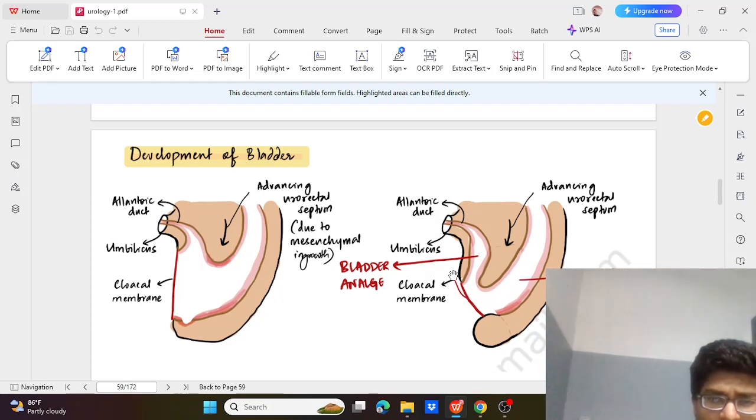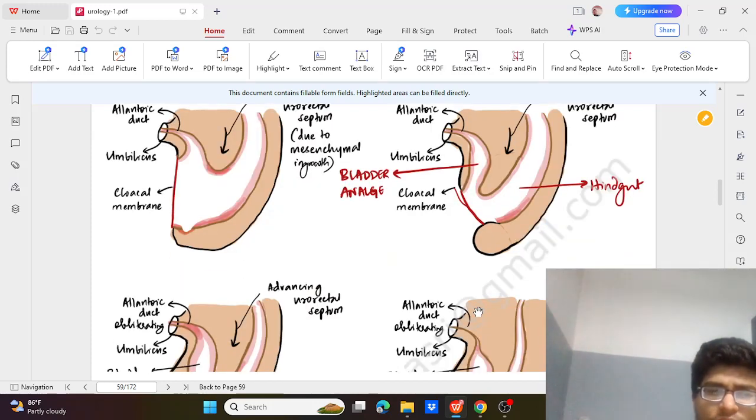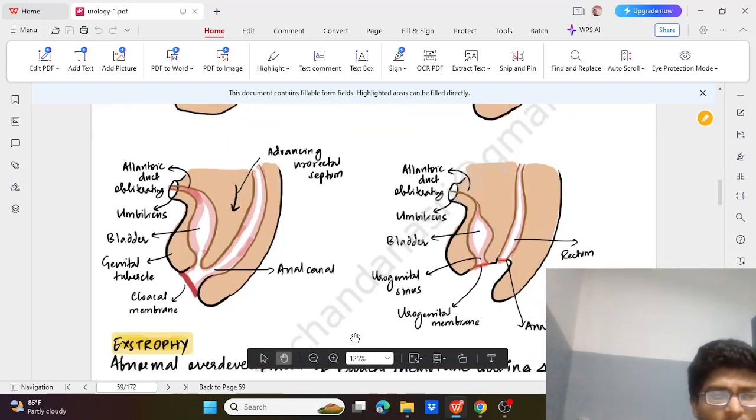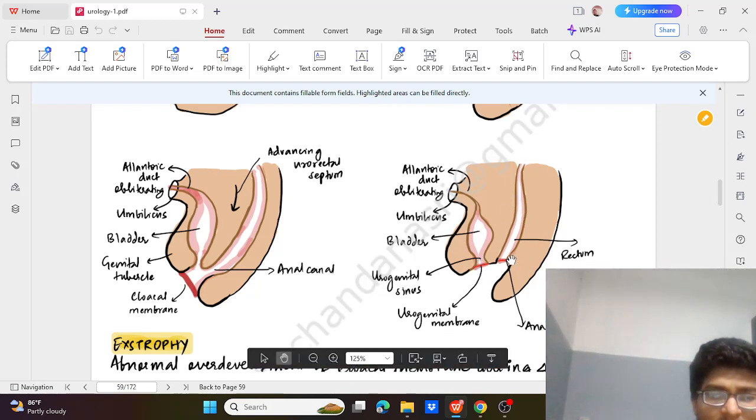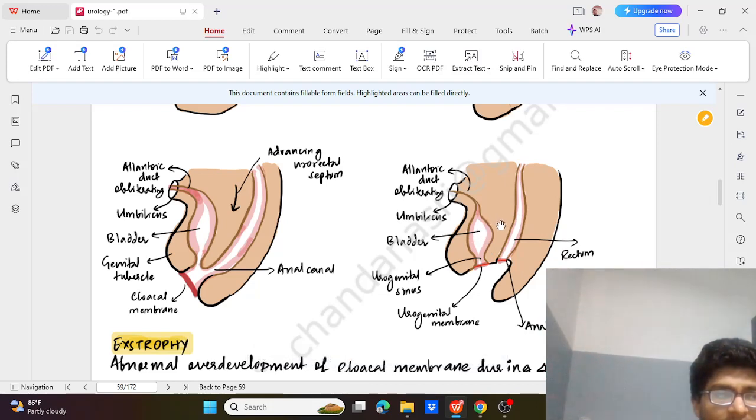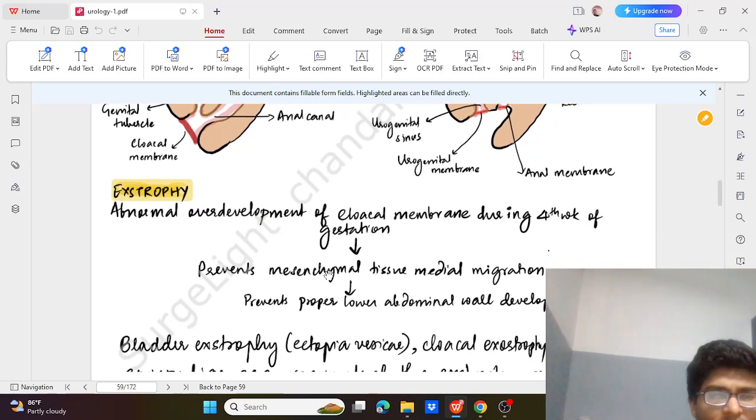The cloacal membrane, which is the membrane which closes the common outlet of the urethra and the anus, on merging of the septum, it converts into urogenital membrane and the anal membrane, and anteriorly it develops into a bladder and posteriorly it develops into a rectum. So this was about development of the bladder.